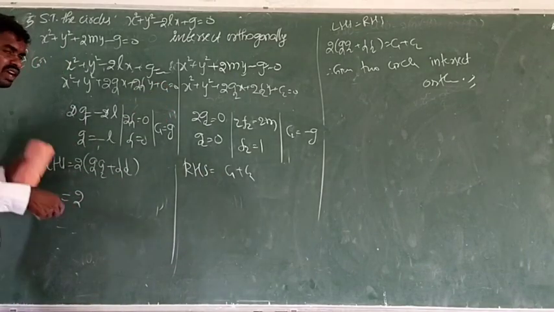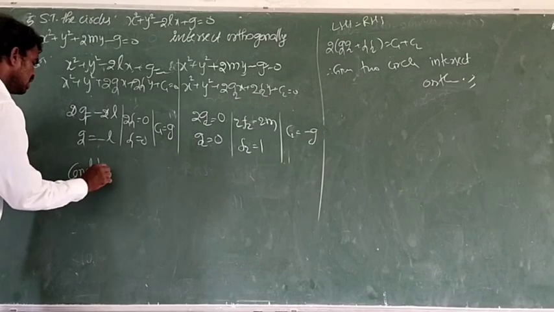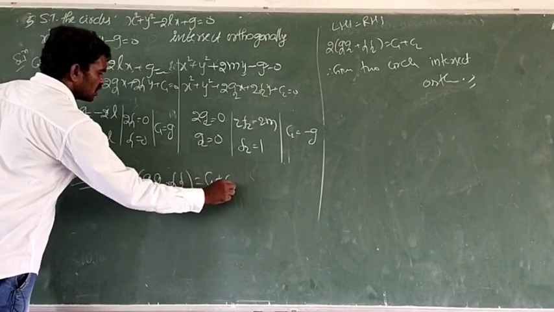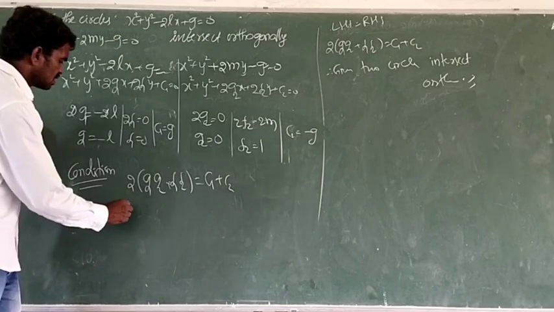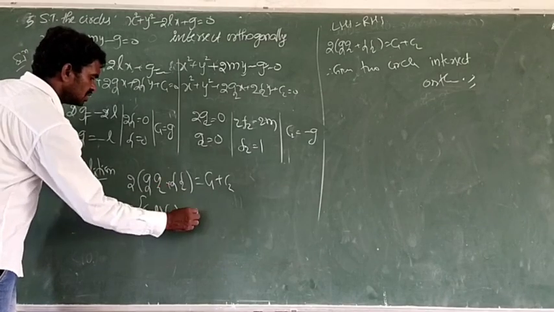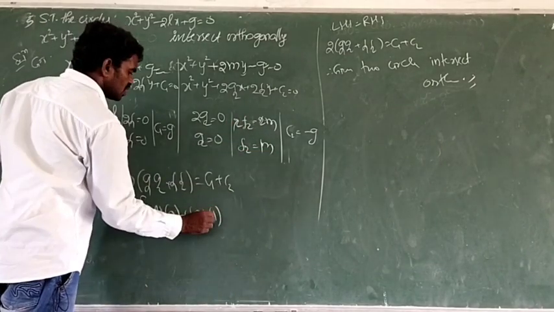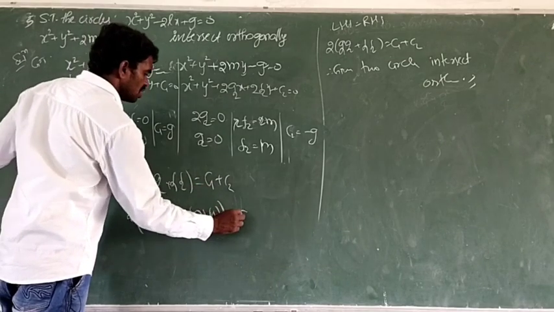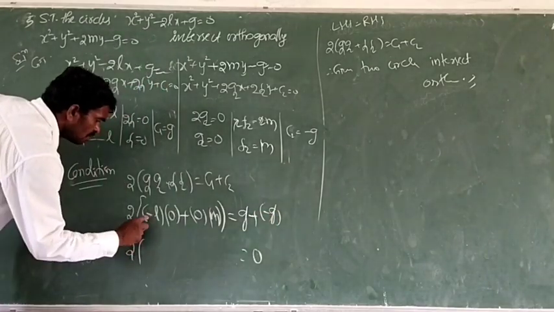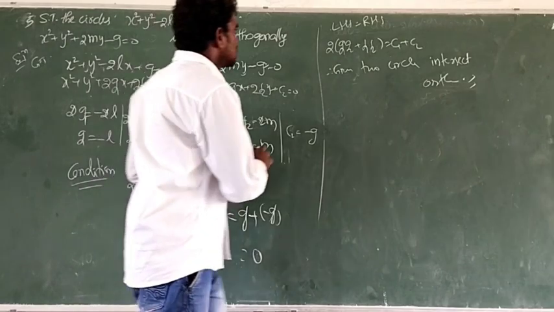Otherwise you can do it in this method also. Directly write the condition and verify. What is the condition? 2g1g2 plus f1f2 is equal to c1 plus c2. So g1 is minus l, g2 is 0, f1 is 0, f2 is m, and c1 is g, c2 is minus g. So here minus l into 0 is 0, 0 into m is 0, so 0 plus 0 is 0, and c1 plus c2 is 0. Equal 0. So the condition is satisfied, yes.